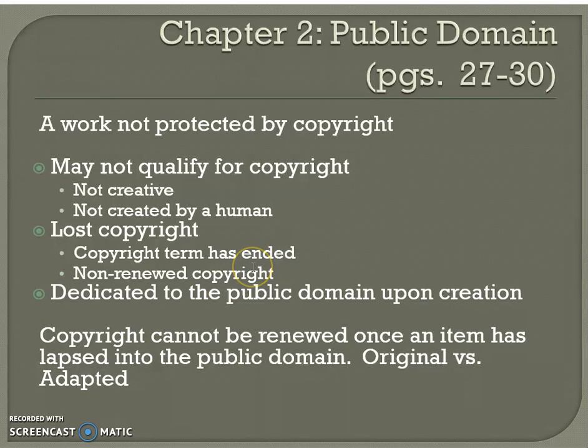So Chapter 2 moves into public domain, and I focus specifically on pages 27 through 30. A work is not protected by copyright, and it may not qualify for copyright, if it's not creative or not created by a human. If the copyright has been lost, that means the term had ended and it wasn't a renewed copyright. Or, if something is dedicated to public domain upon creation, then it's not protected by copyright. And copyright can't be renewed once an item has lapsed into public domain.